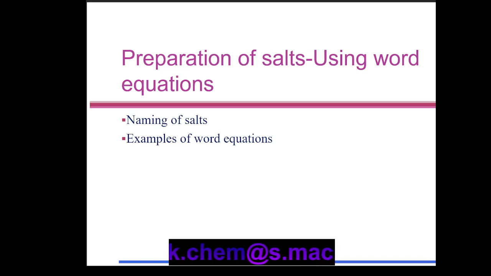For example, an acid and a metal will form a salt and hydrogen gas. An acid and a metal carbonate will form a salt, water, and carbon dioxide. And an acid and an alkali will form salt and water.